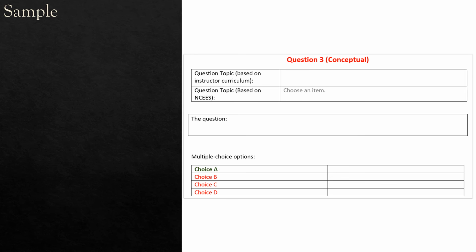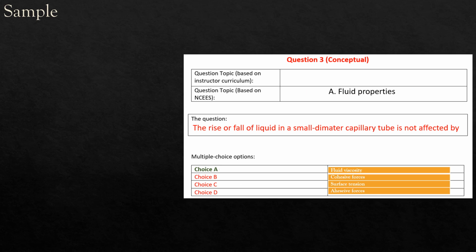As I mentioned earlier, the third question will be a conceptual type. So here you see how the conceptual question will appear on your screen. The topic from which the conceptual question is given will be mentioned here. The question will appear here along with the multiple choices. For example, this question that you see here is related to the topic of fluid properties.